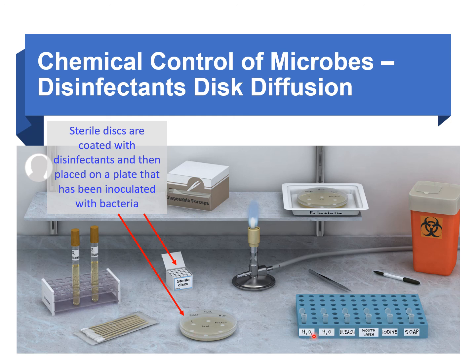You're going to have samples of discs that are soaked in water, some bleach, mouthwash, iodine, and soap. Okay, and so you're going to place the discs equidistant. So equal distances are going to be left apart between the discs, and then of course the plate is going to be incubated so that you can start measuring the zone of inhibition.